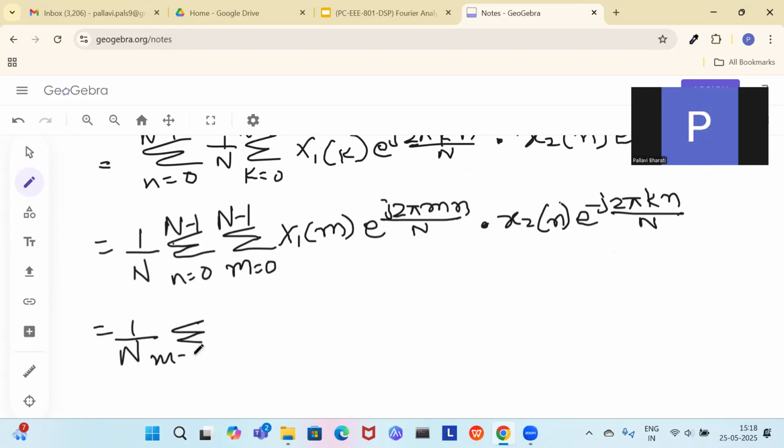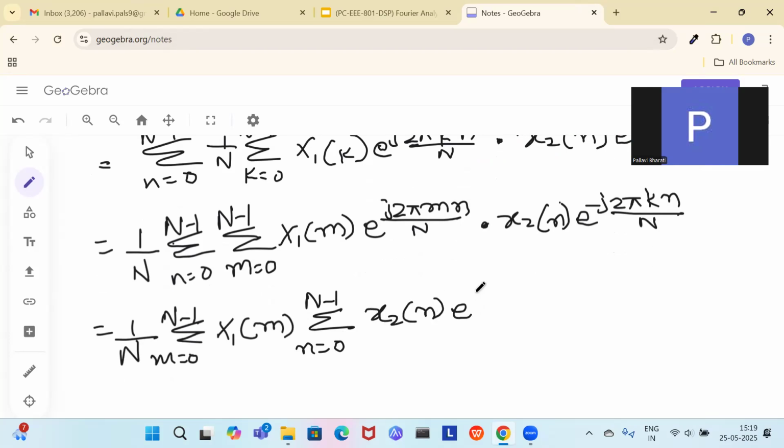Then m equals 0 to n minus 1. Let this x1m be here, and the rest of the portion inside the small n with n equals 0 to n minus 1. So what do we have? x2n we have. Next we have e to the power plus j2 pi m into n by n into e to the power minus j2 pi k into n by n.